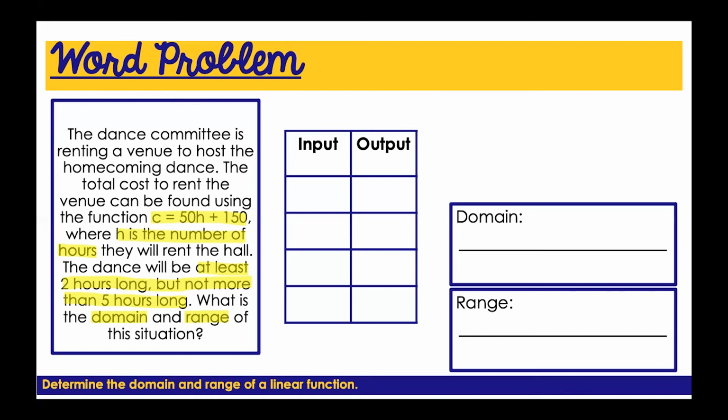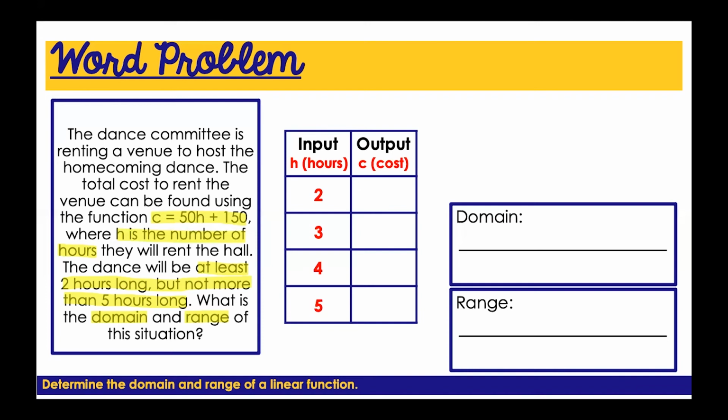It makes more sense that you put in the hours. So hours, H is your input. And once you decide how many hours you want to rent the venue, the output is then the cost. For this particular problem, they restrict the amount of hours you can actually rent the venue. What is the least number of hours that you can have the dance? In the problem, they tell us that's 2. And the most amount of hours that we can have a dance is 5. So my inputs are going to range from 2 to 5, 2, 3, 4, and 5.